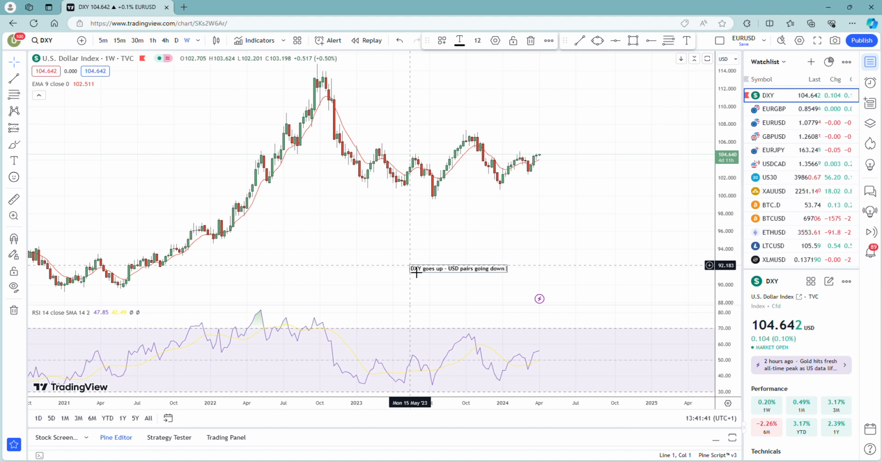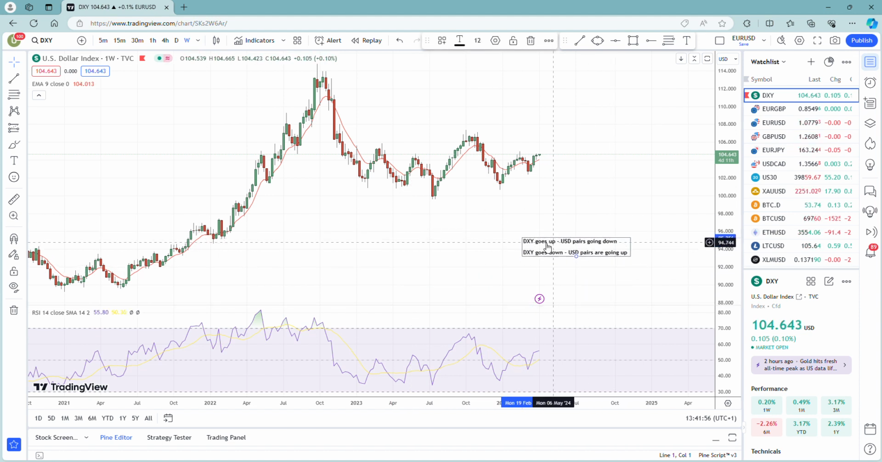And then if the DXY goes down, you know that the USD pairs are going up. So remember, always negatively correlated. So if DXY goes up, USD pairs go down. If DXY goes down, USD pairs go up. So we always use this as an indicator when we're trading with the USD pairs. It gives us a good indication where price is going.